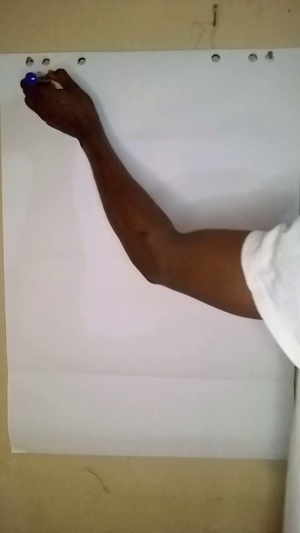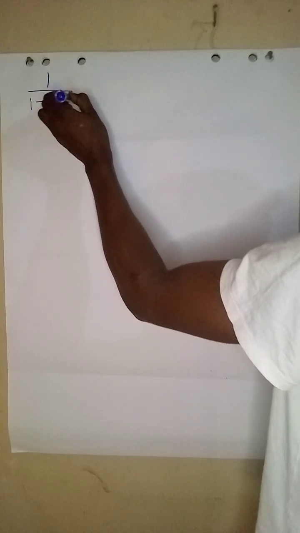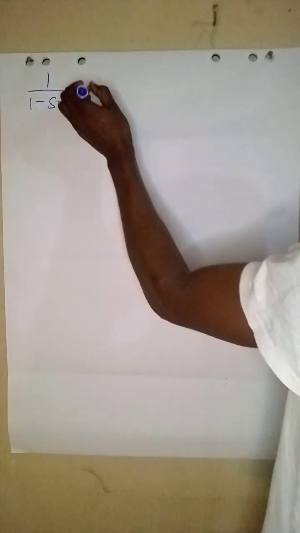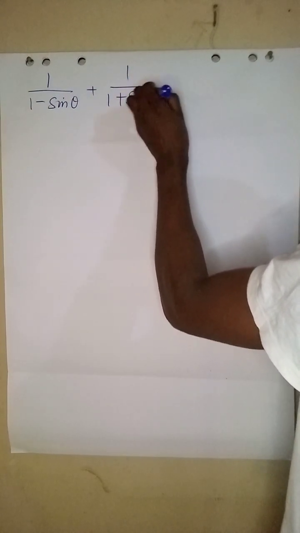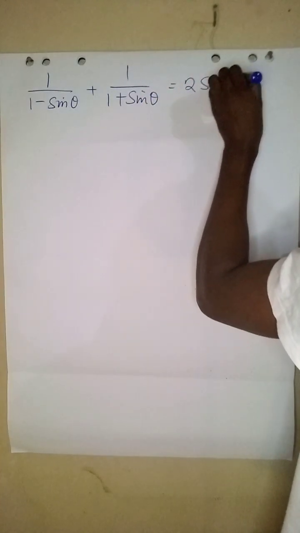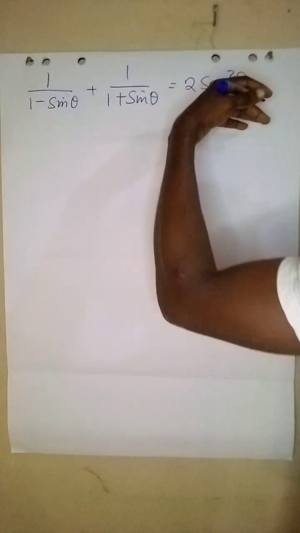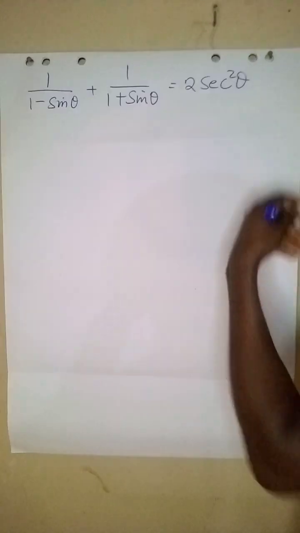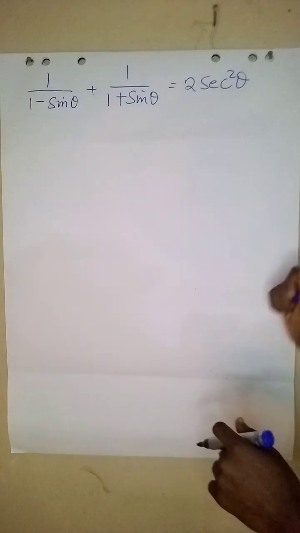So the first question we had was to show that 1 over 1 minus sine theta plus 1 over 1 plus sine theta is equal to 2 sec squared theta. So that was one of the first questions. We show that this is equal to the right hand side. You can do it both ways, but for now we'll look at the left hand side giving us the right hand side.